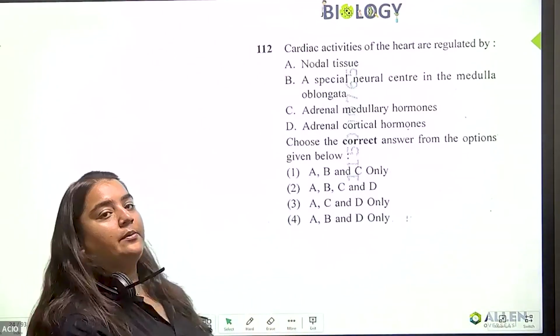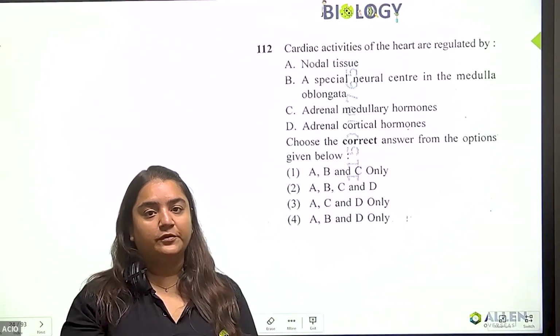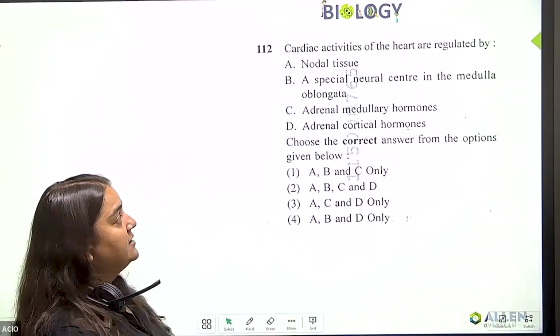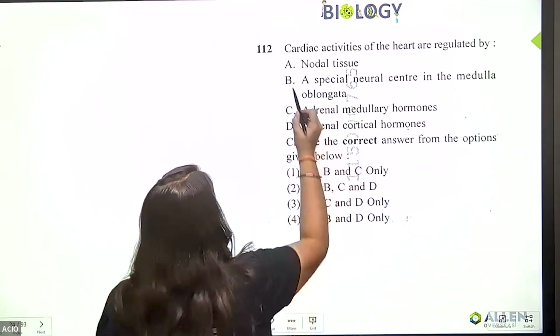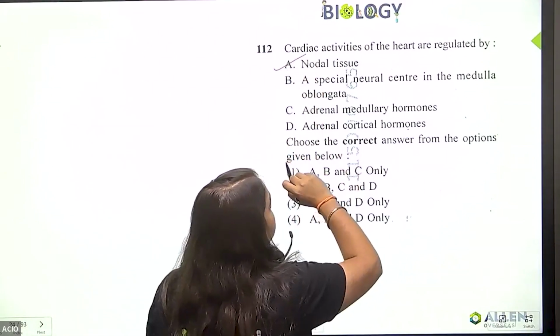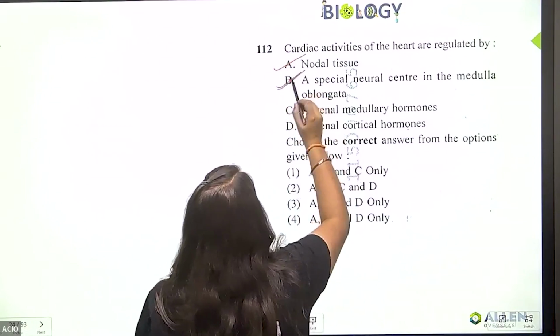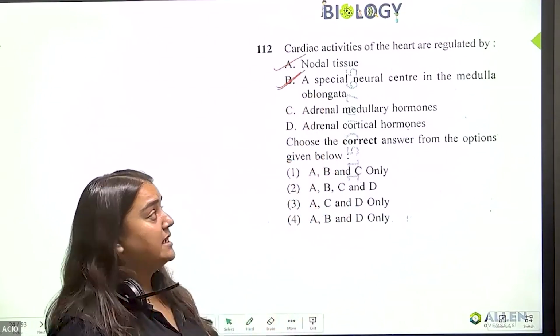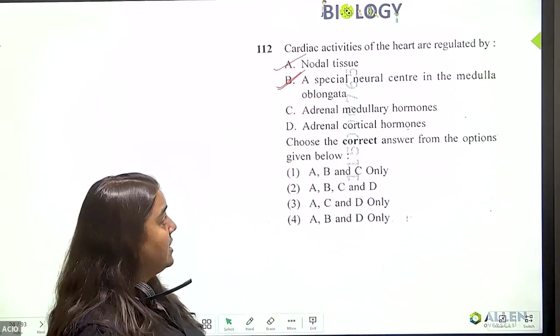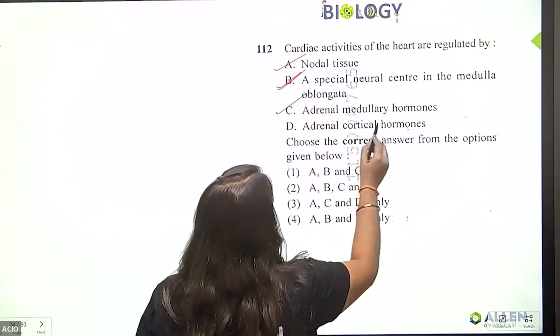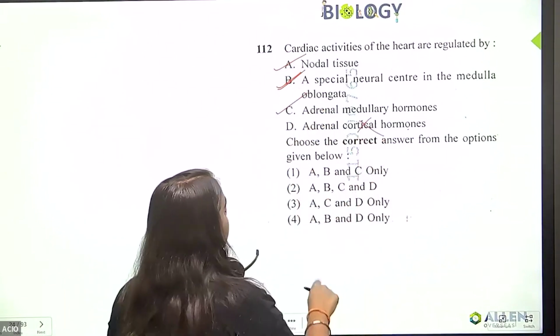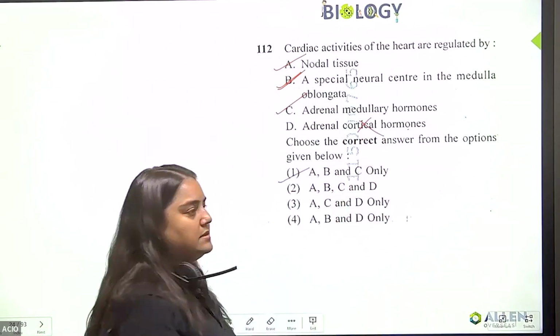Next, now this is the question from your body fluids and circulation. Cardiac activities of the heart are regulated by. It is for sure regulated by your nodal tissue, correct? A special neural center, yes, the cardiac center at your medulla oblongata. Then adrenal medullary hormones, yes, adrenaline and noradrenaline. Cortical hormones do not play any role. So the answer is A, B, and C only.